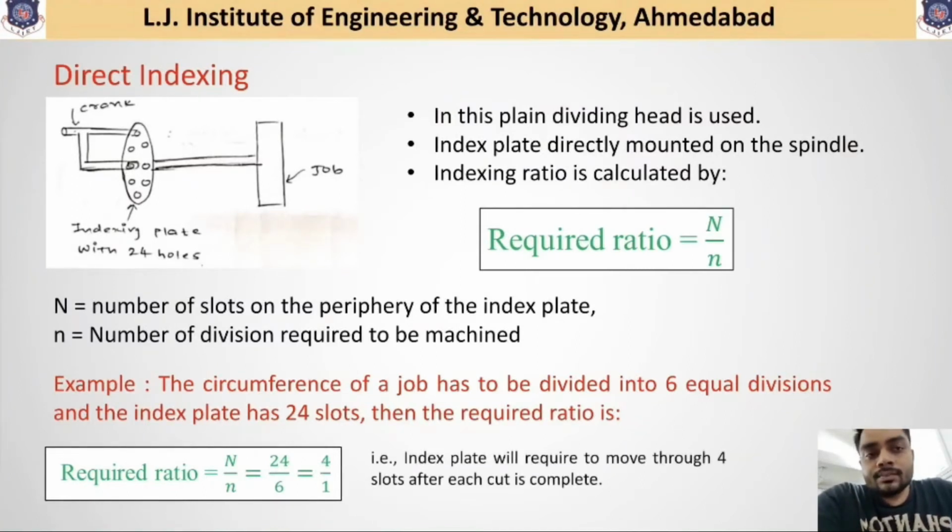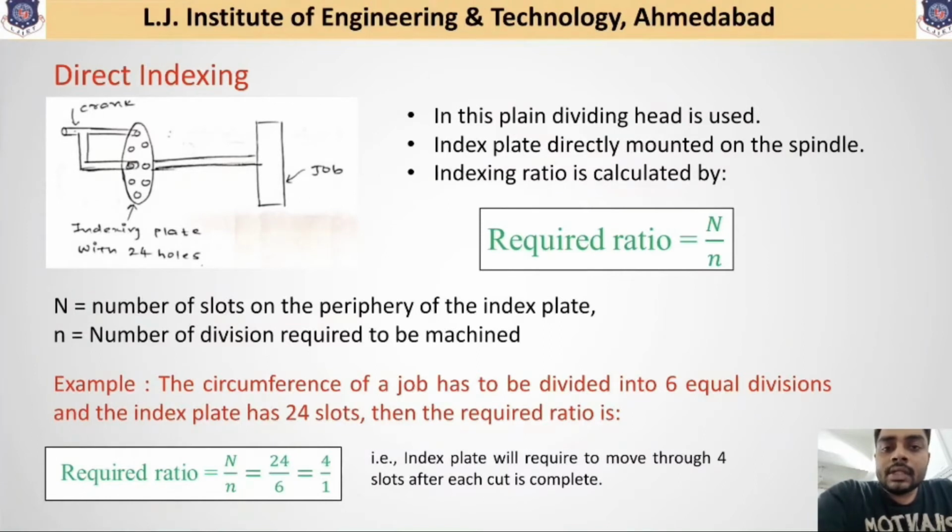That means the index plate will be required to move through 4 slots after each cut is completed. So on a 24-hole plate, first set the crank to the 0 initial position. After setting the crank at the initial position, rotate the crank through 4 slots, which will rotate the workpiece. And after rotating those 4 slots, perform the cutting operation.